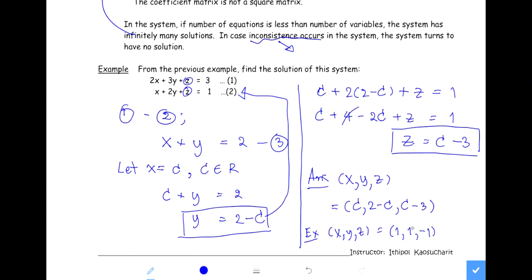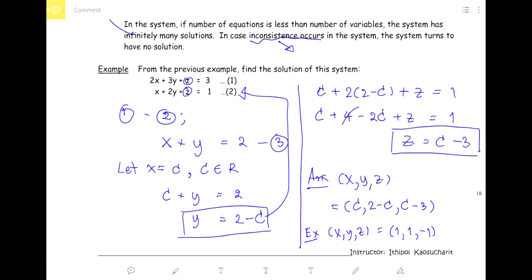Okay, that is just one subset of all possible solutions. We have an infinite number of solutions here. Okay, so you get it now, right? So in the case that we have the number of equations less than the number of the variables or the unknowns, then we are going to have an infinite number of solutions like this.